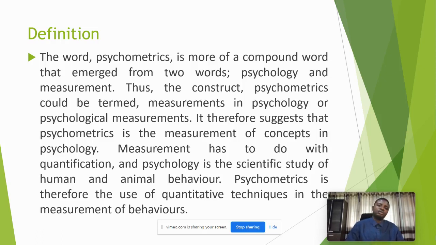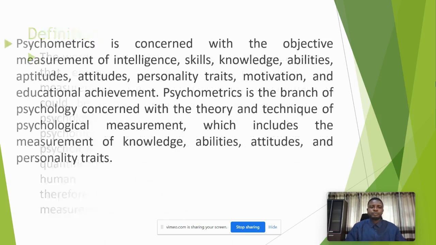Quantification of behavior has to do with changing behavior into figures or numbers, or assigning values to observations such that those observations can be measured. That is what quantification entails. So psychometrics is therefore the use of all the quantitative methods or techniques in the measurement of behavior.